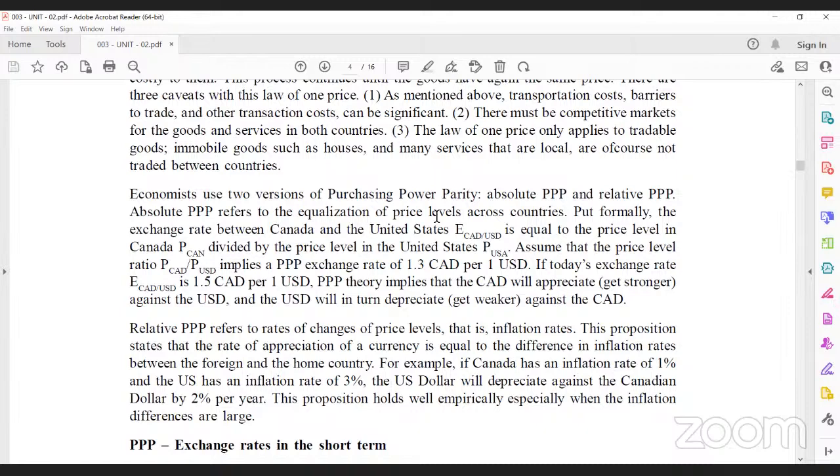Formally, the exchange rate between Canada and the US is equal to the price level in Canada divided by the price level in the US. Assuming the price level ratio implies a PPP exchange rate of 1.3 Canadian dollars per $1 US, if today's exchange rate is 1.5 per $1 US, then PPP theory shows that the Canadian dollar will appreciate. That means it gets stronger against the US dollar, and the US dollar in turn will depreciate because it becomes weaker against the Canadian dollar.